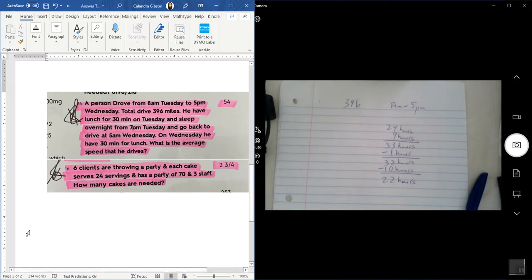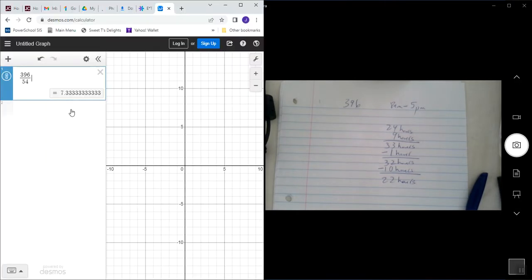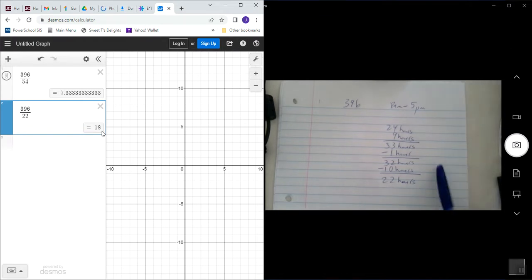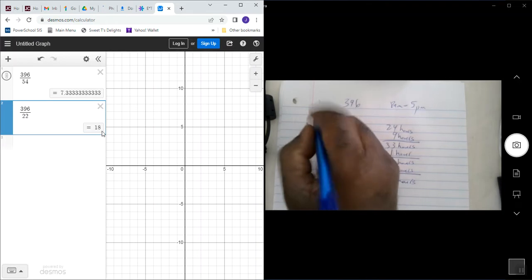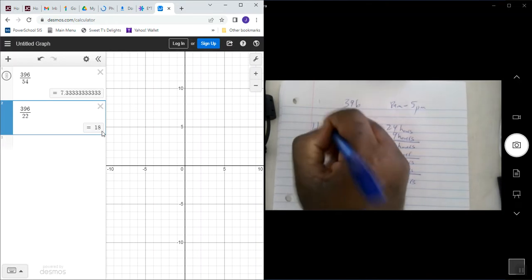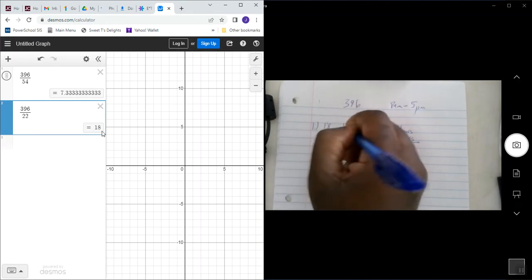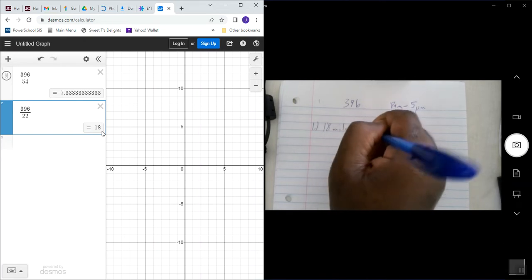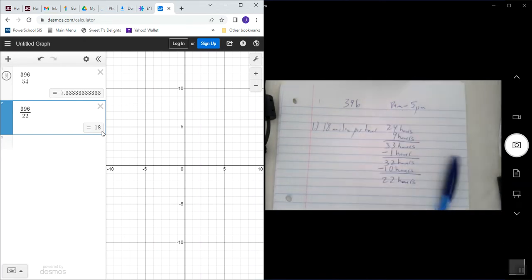So now, if we go back to our calculator, it's 396 miles divided by the 22 hours of driving. So they actually drove 18 miles an hour. The answer here would be 18 miles per hour. That's how many miles per hour they had to drive.